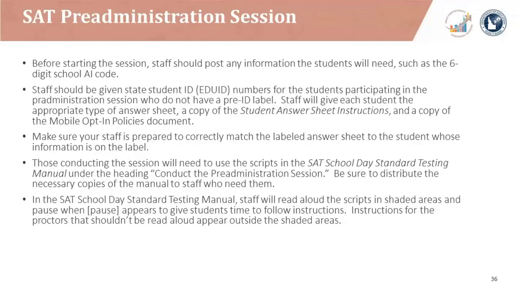So before starting the session, staff should post any information the students will need, such as the 6-digit school AI code. Staff should be given state student EDU ID numbers for the students participating in the pre-administration session who do not have a pre-ID label. Staff will give each student the appropriate type of answer sheet, a copy of the answer sheet instructions, and a copy of the mobile opt-in policies document. Please make sure that your staff is prepared to correctly match the labeled answer sheet to the student whose information is on the label.